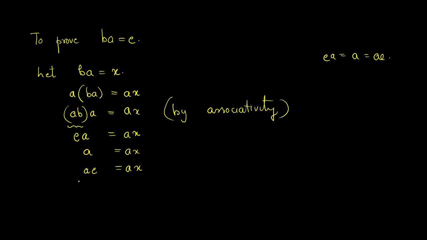Now we are given that G is a group, so A inverse will definitely exist. So we can operate on both sides by A inverse. We don't know what that element A inverse is, but it definitely exists since G is a group. Or in other words, the cancellation property will hold because G is a group. So we can cancel this A and then we will get that E is equal to X. But what is X? It is BA. So we have that BA is equal to X, which is equal to identity. So we have proven what we wanted to.